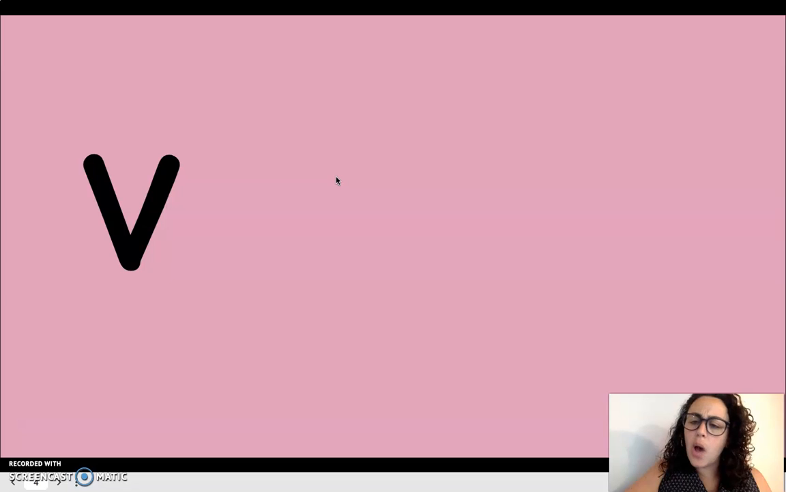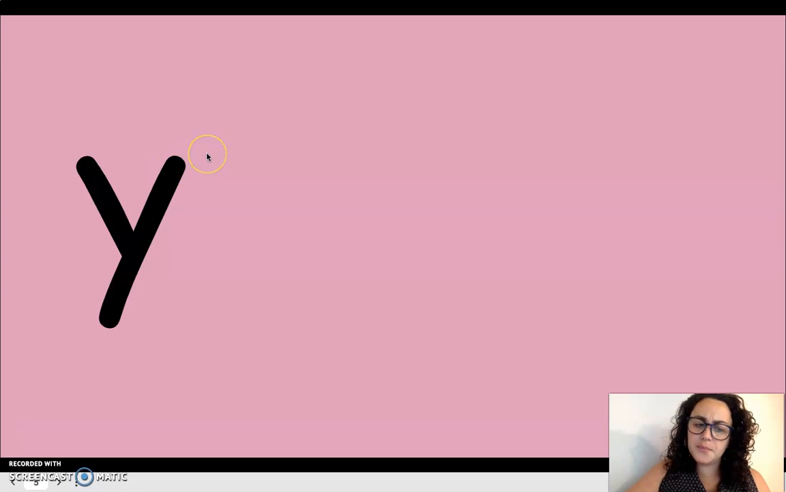Is this a Y? Yes or no? No. This is a lowercase v. If it was a Y, if it was uppercase, we would have a straight line down. And if it was lowercase, we'd have the diagonal keep going. This one, the diagonal lines are the same height, so that's just a V.